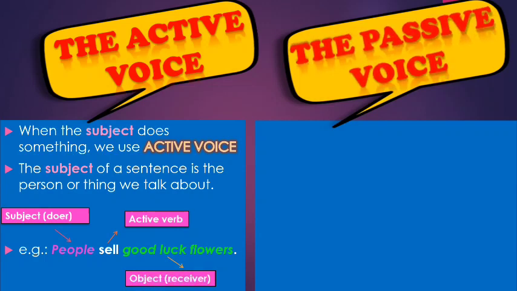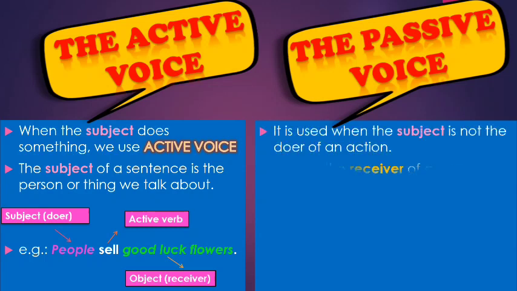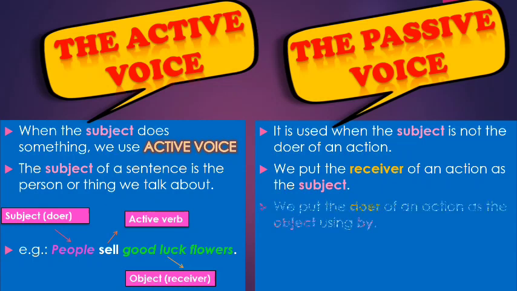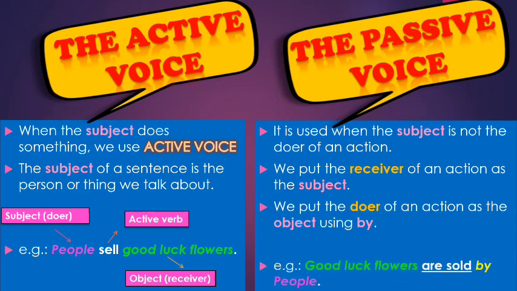The passive voice. It's used when the subject is not the doer of an action. We put the receiver of an action as the subject. We put the doer of an action as the object using by. In this example, we have exchanged the subject in place of the object.